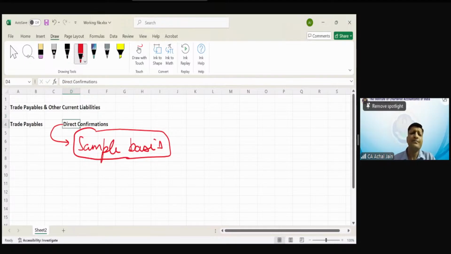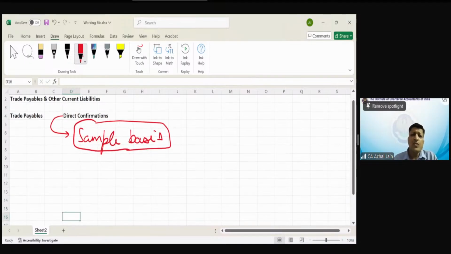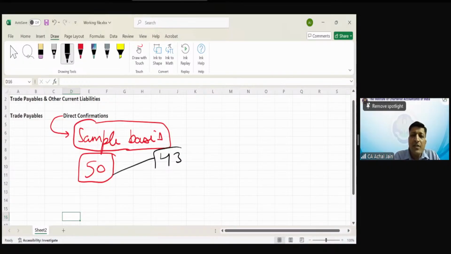If in case there are still some parties which are left who do not respond, let's suppose everything is completed and a total sample of 50 was selected. Now, out of 50, let's suppose mostly have responded, 43 have responded, 7 are left.